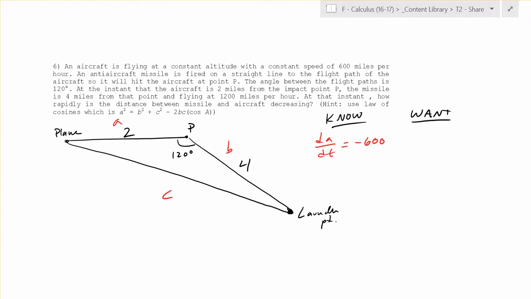And what else do we know? We know one other thing. Come on, we know a couple other things. We know dB dt equals 1200 or negative 1200. Exactly. dB dt is negative 1200. Do you agree with that?